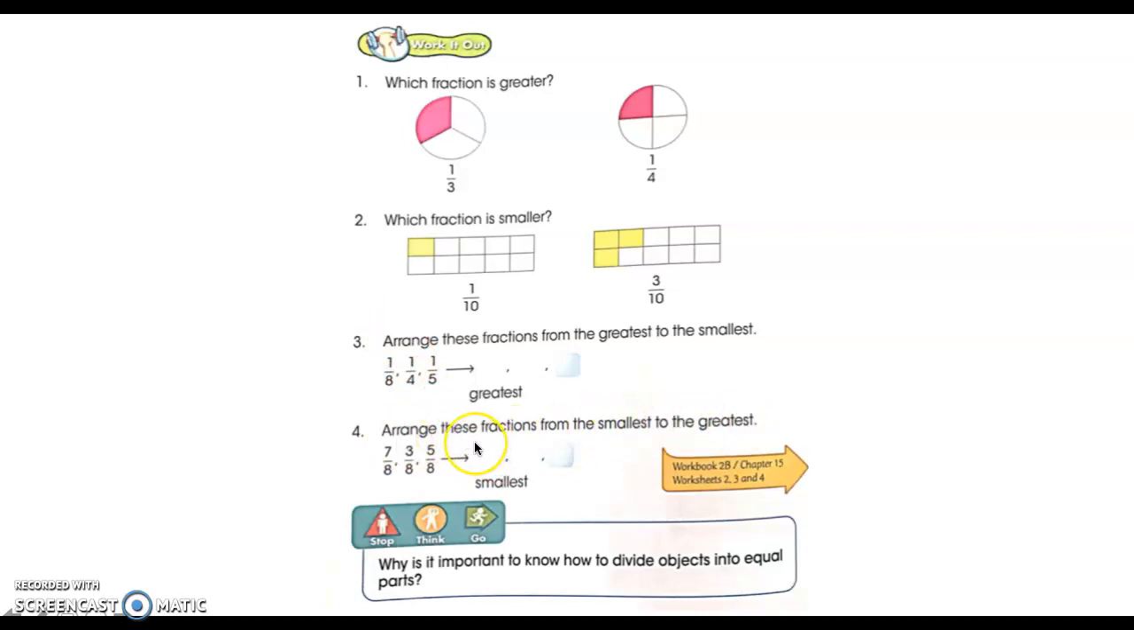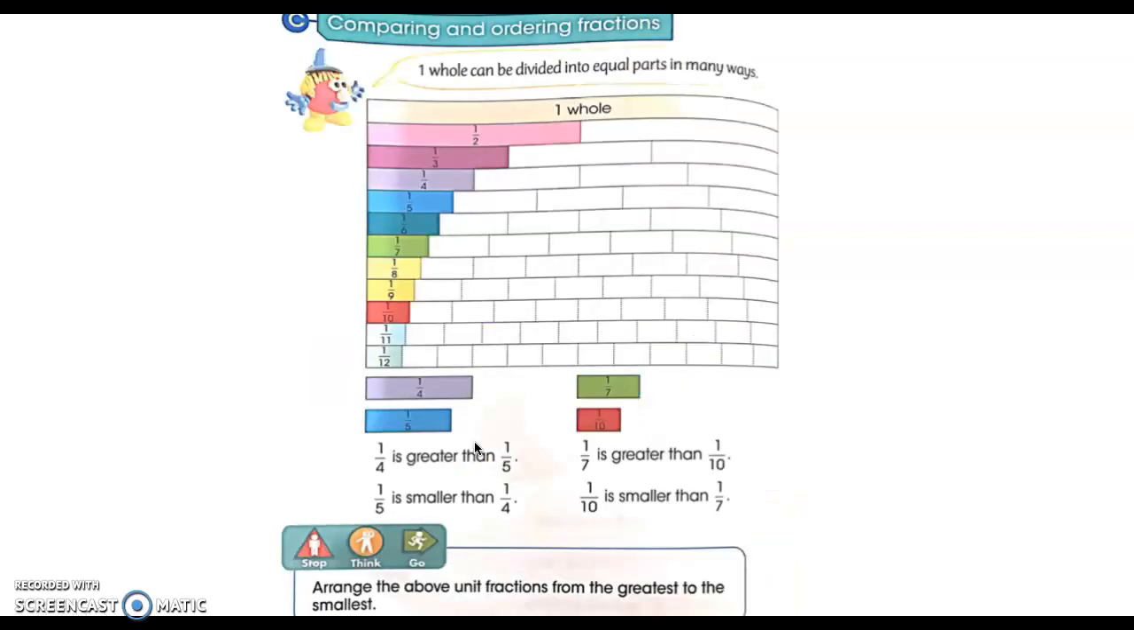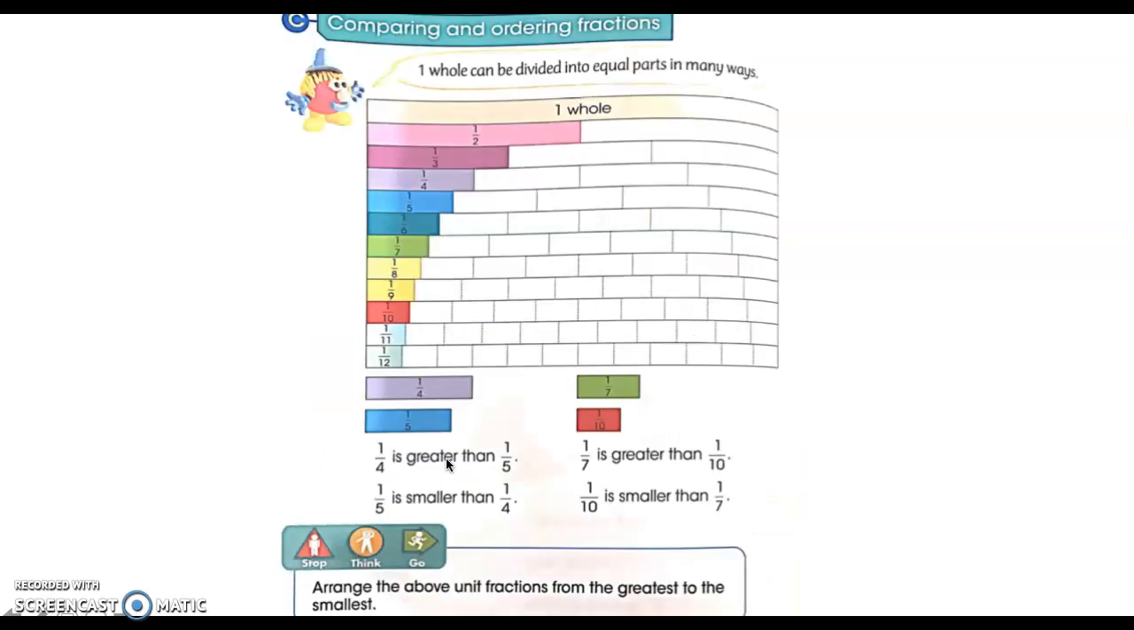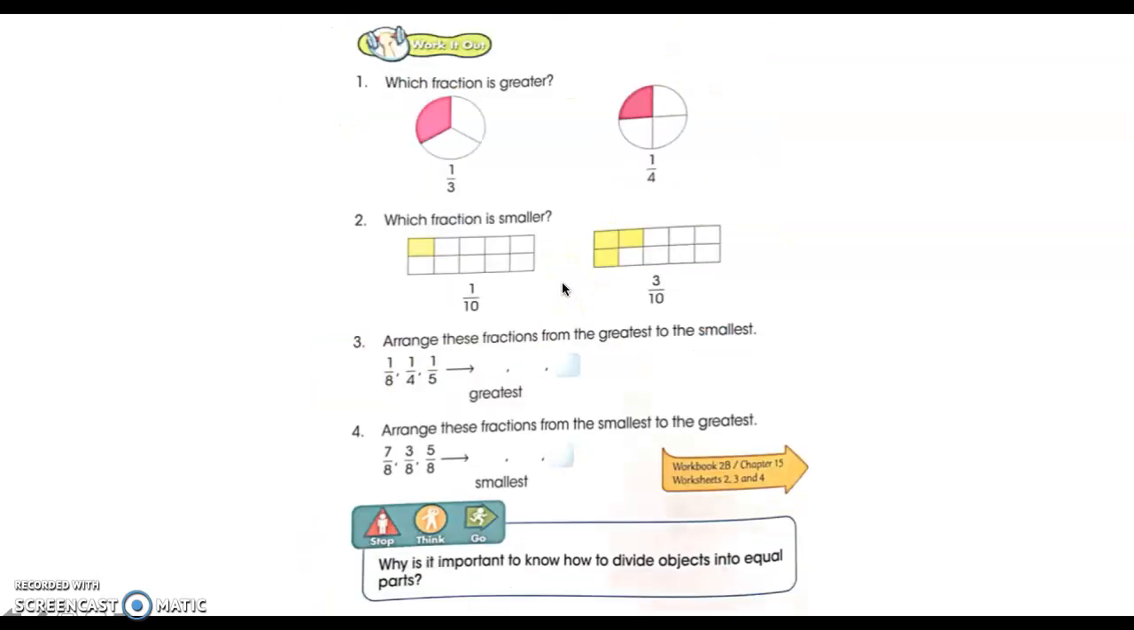Now we don't have to imagine the stripes in the fourth question, because the denominators are the same. When we are comparing like fractions, we have a trick. We know the biggest top number will be the bigger fraction. So let's look at the smallest, because we have to arrange from smallest to greatest. Let's check the smaller one.